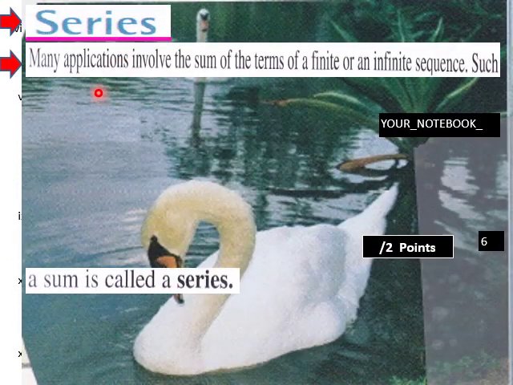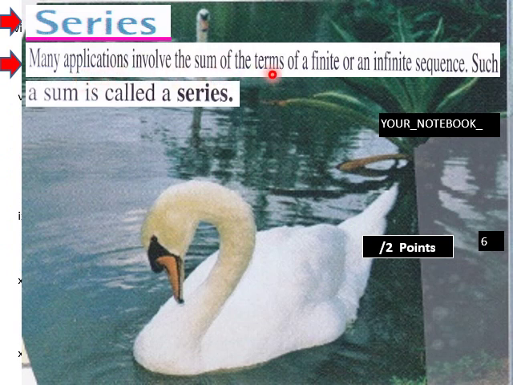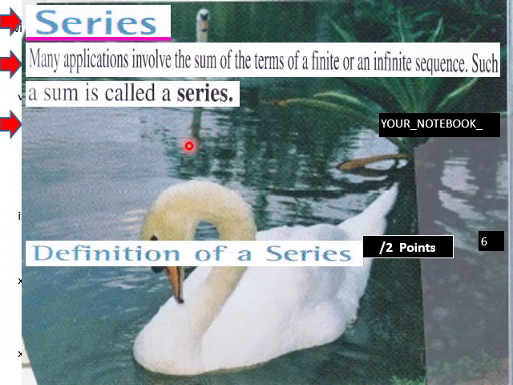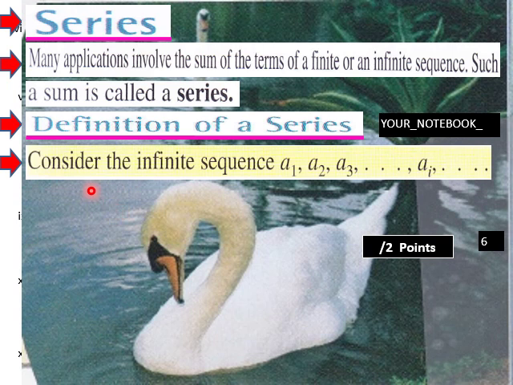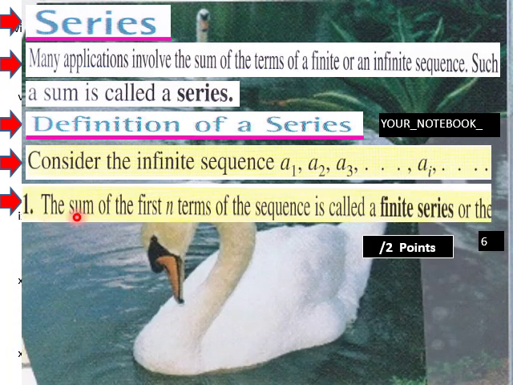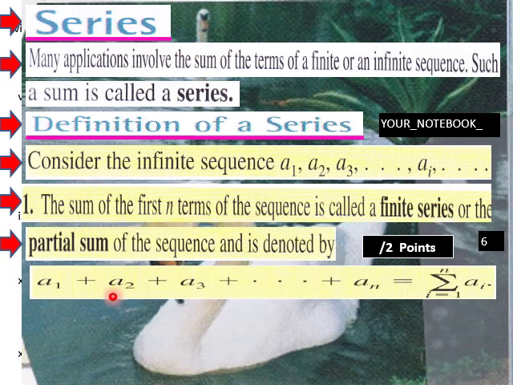Okay, so for series, many applications involve the sum of the terms of a finite or an infinite sequence. Such a sum is called a series. Definition of a series: consider the infinite sequence a1, a2, a3 up through ai. The sum of the first n terms of the sequence is called a finite series, or the partial sum of the sequence, and is denoted by a1 + a2 + a3 + ... + an. In this situation, n will be your upper limit, and i would start at 1, a sub i.